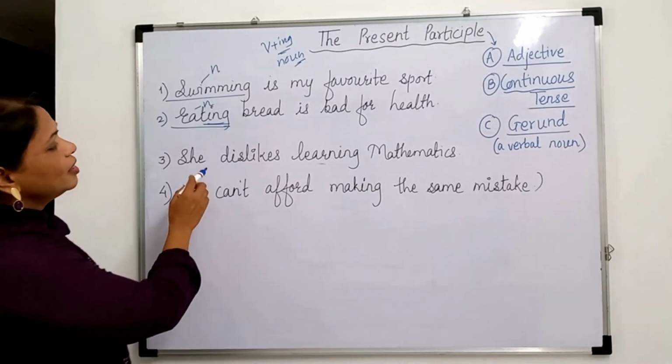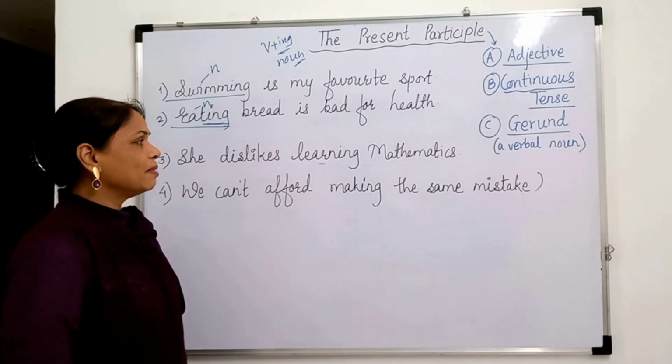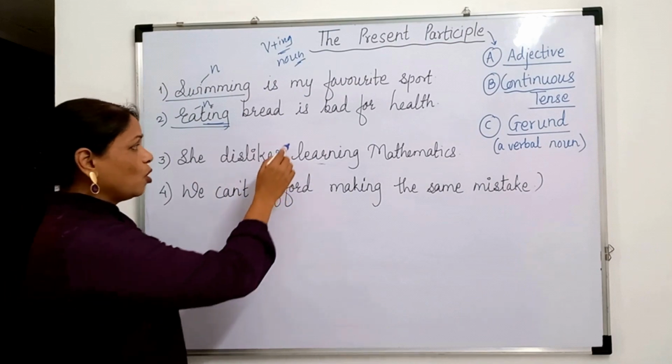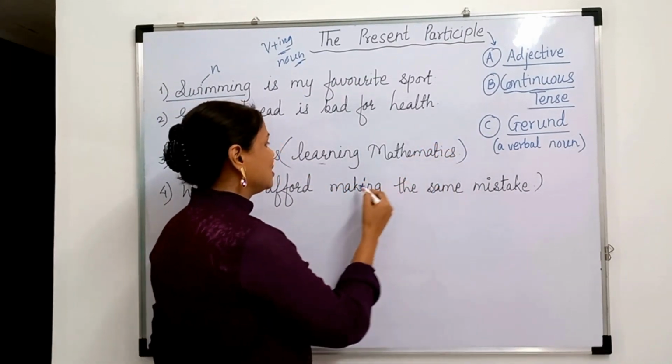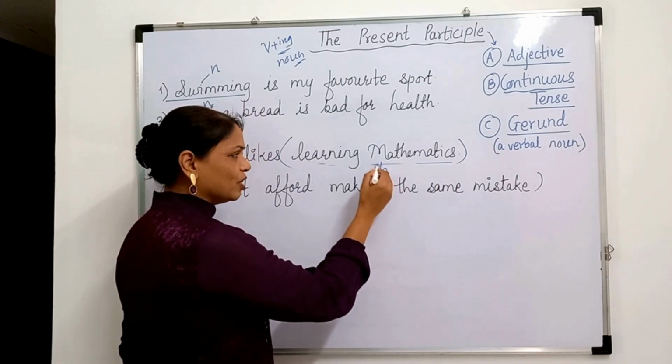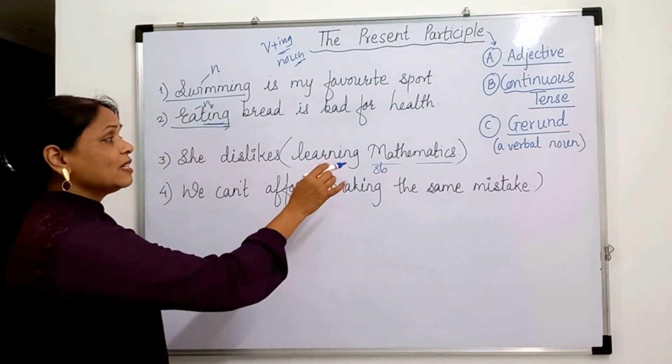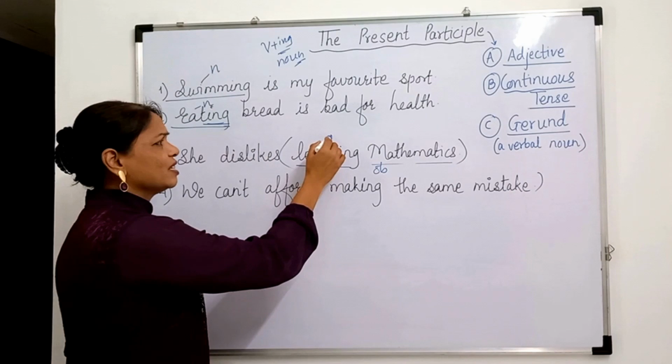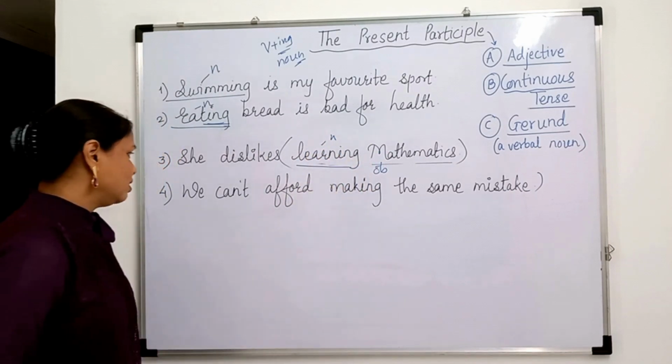Another example, she dislikes learning mathematics. She dislikes what? Learning mathematics. Learning mathematics is a phrase which functions as an object. In this phrase, learning functions as a noun, that's why it's a gerund.